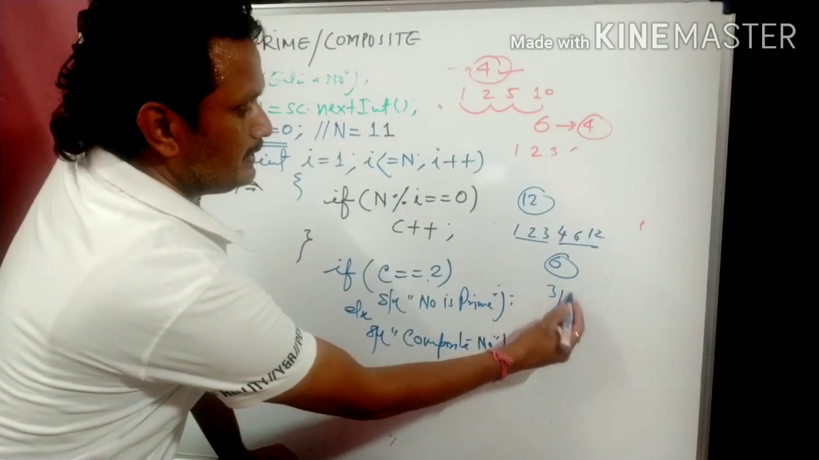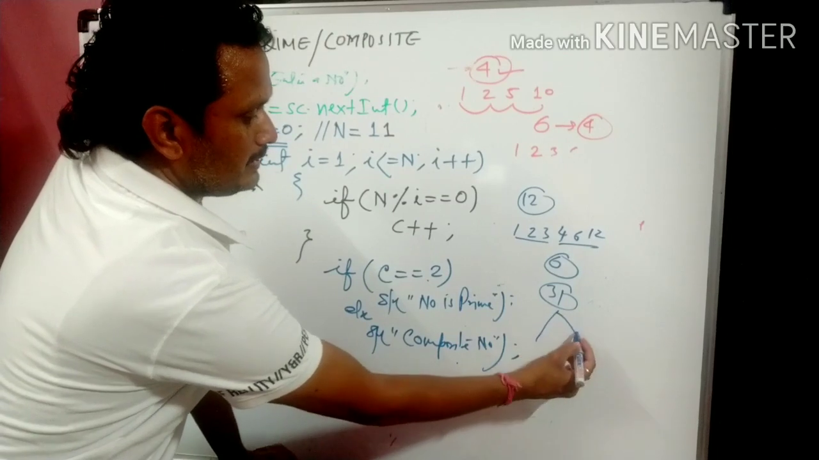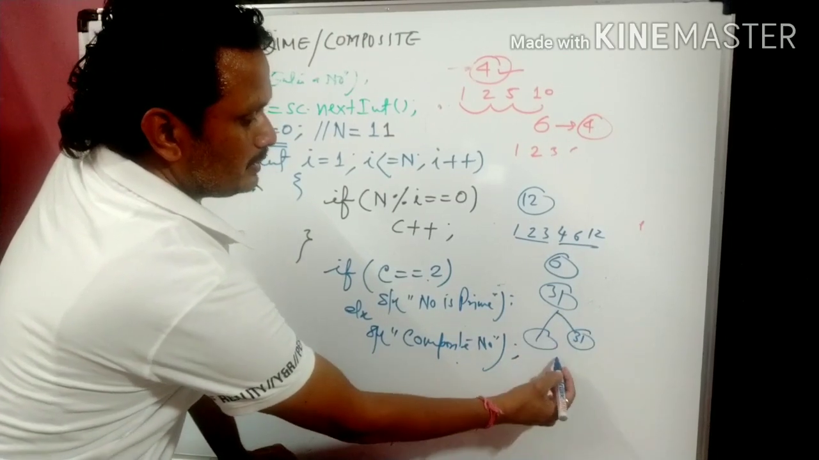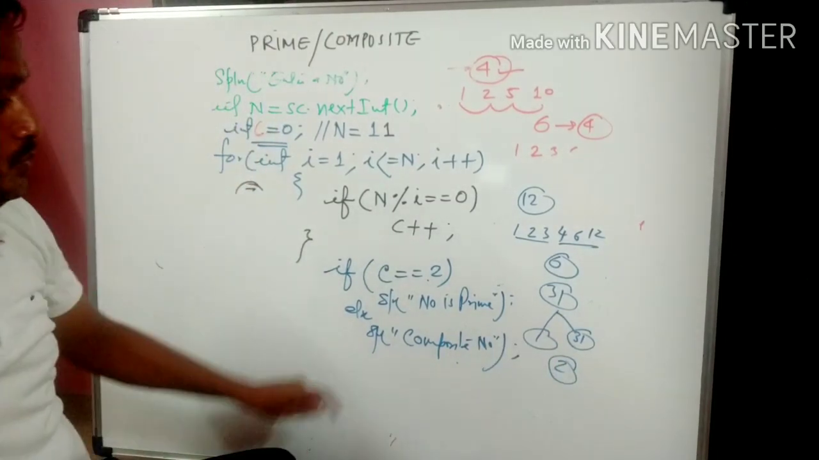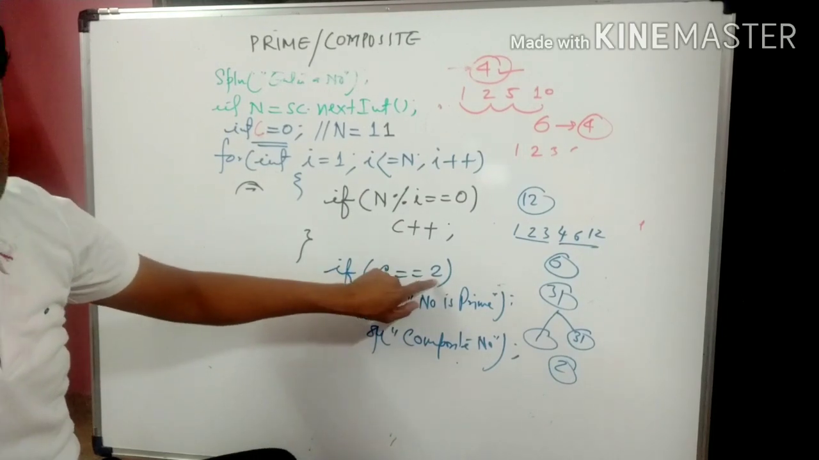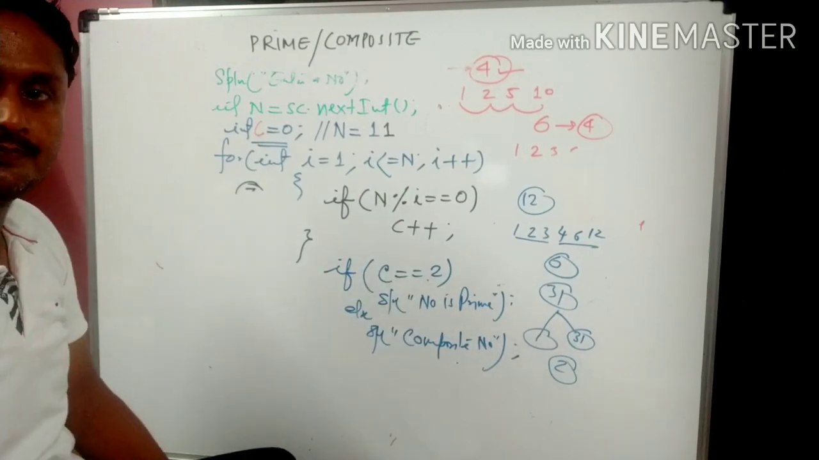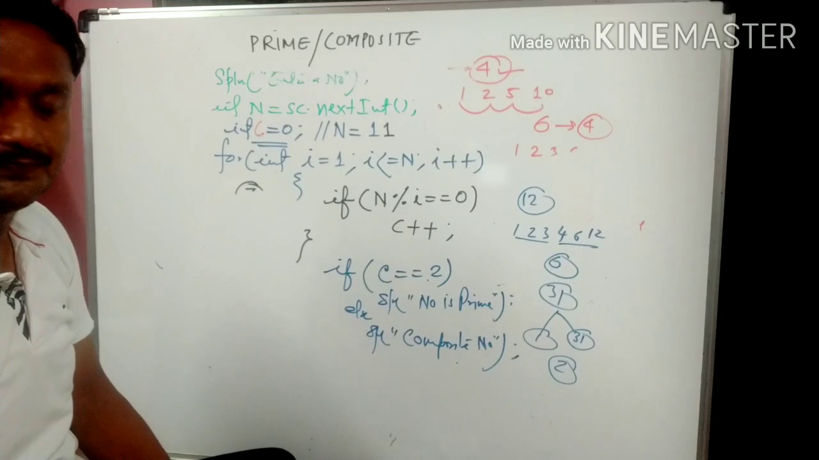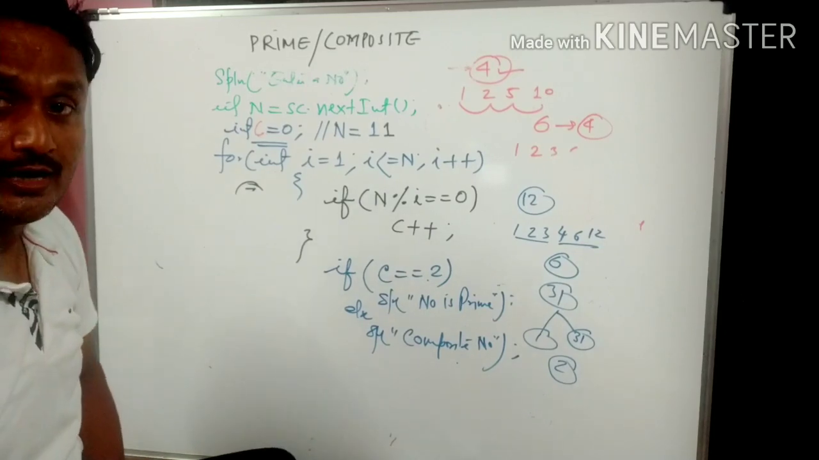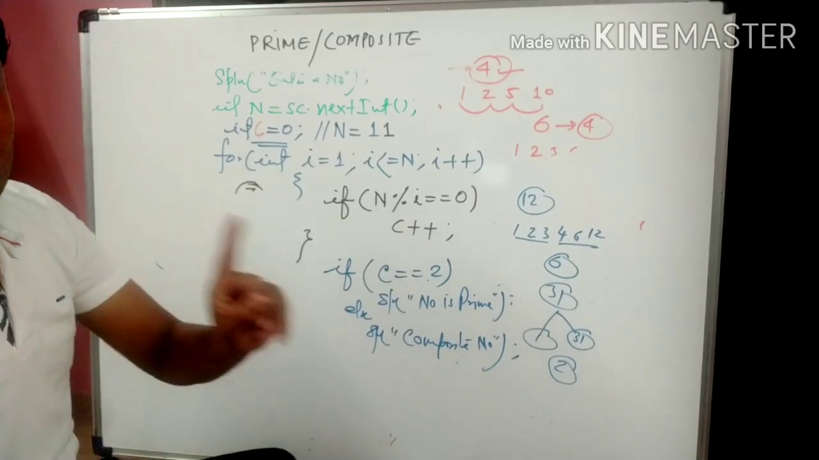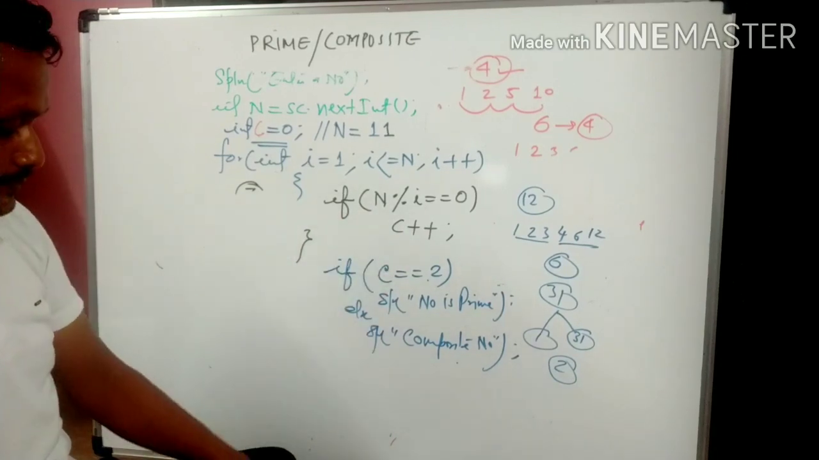If it is 31, then the factors are 1 and 31. The total number of factors is 2. c is equal to 2, yes, this condition is true. The number is prime. Am I clear? Children, am I clear? One more question related to this one.